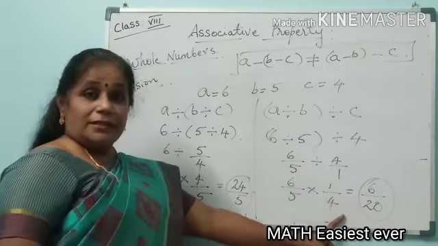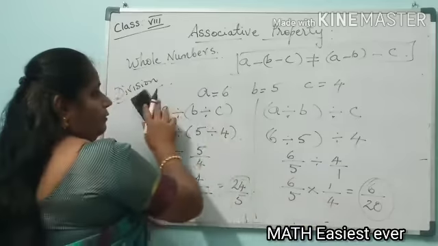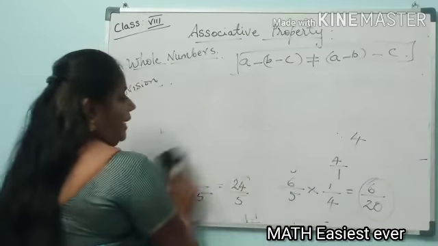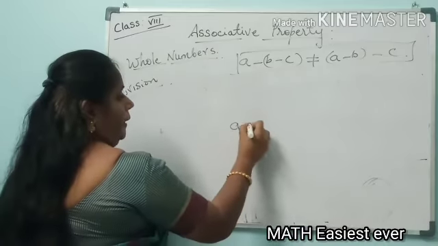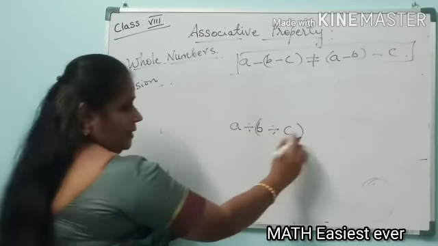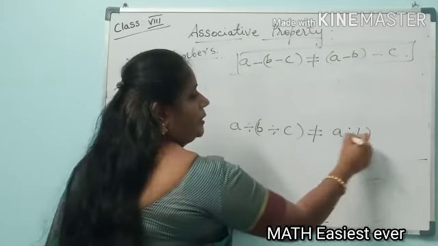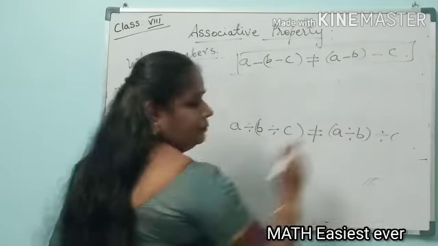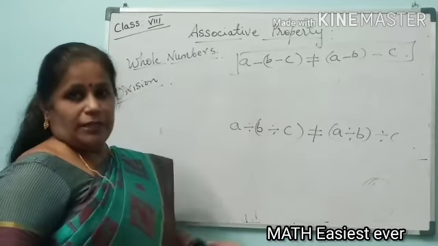So your answer here is 24 by 5 and here it's 6 by 20. Are both answers the same? No, they are not the same. So what do you infer from this? You infer that (A divided by B) divided by C is not equal to A divided by (B divided by C), which shows that division is not associative.